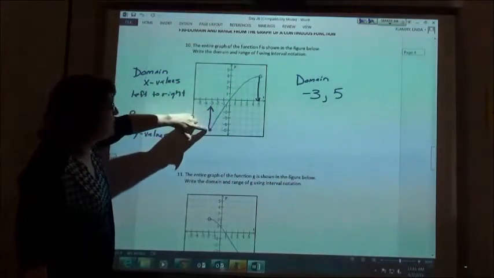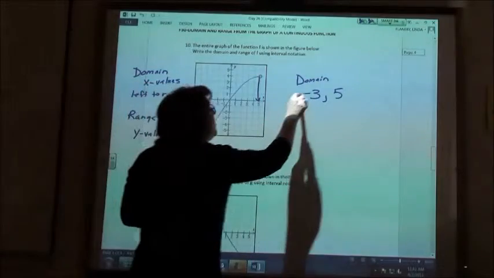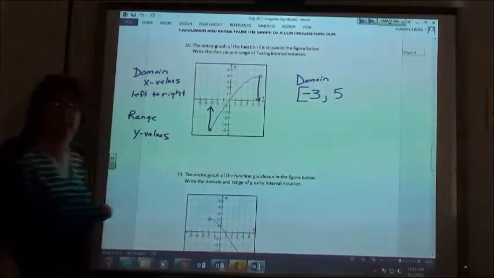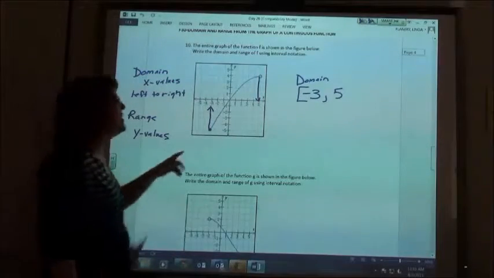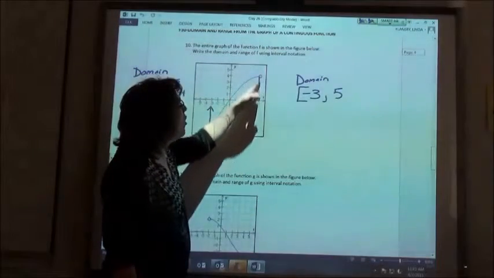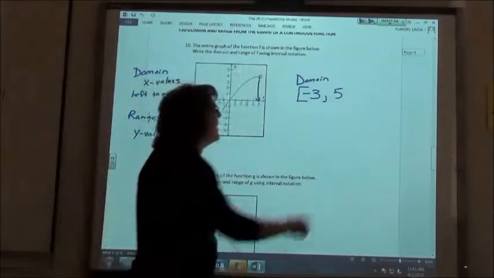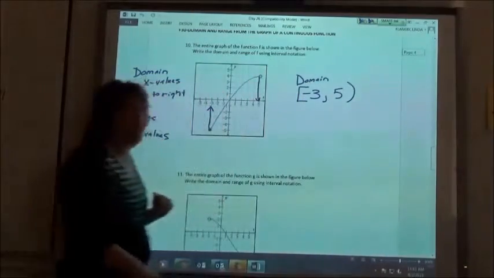The -3 has a filled in dot. I am touching the graph at that point. I use the bracket. Bracket means you're equal to that value. Parenthesis means you're not equal to that value. So over here I have an open circle. I'm not touching at that point. I have a parenthesis.